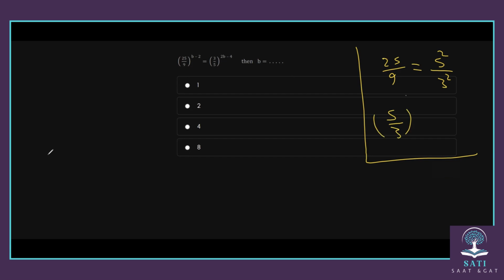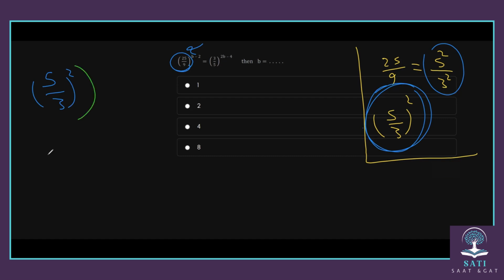Can you change it to be power 2? Isn't it the same as this one? Yes, because when you apply the power to both of them, it's going to be 5 power 2 over 3 power 2. So that means this one here is 5 over 3 power 2. In this part only, we write what we get on the side work. So you write 5 over 3 power 2, and this represents only this side.